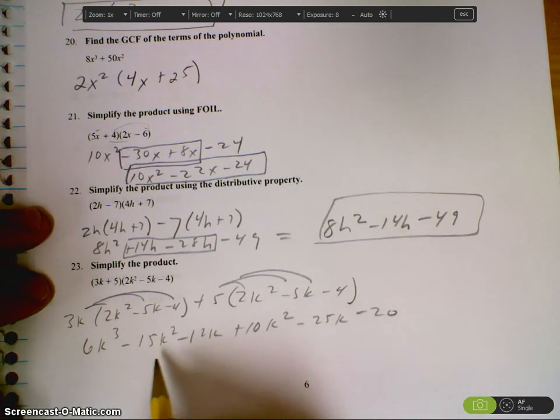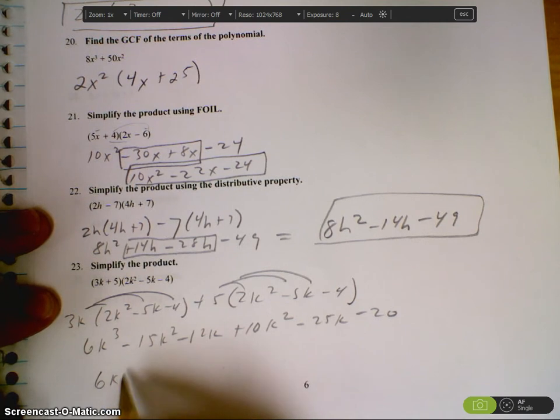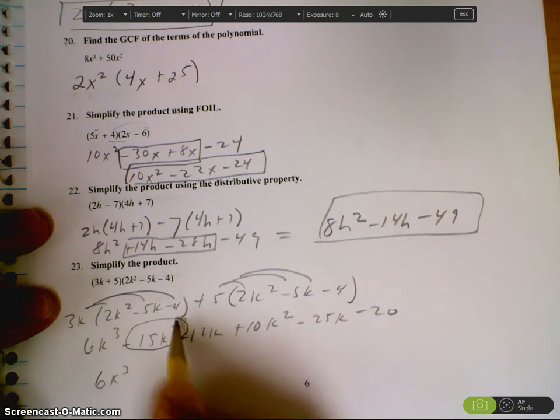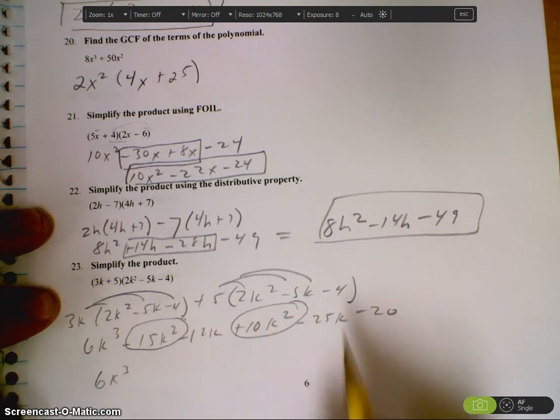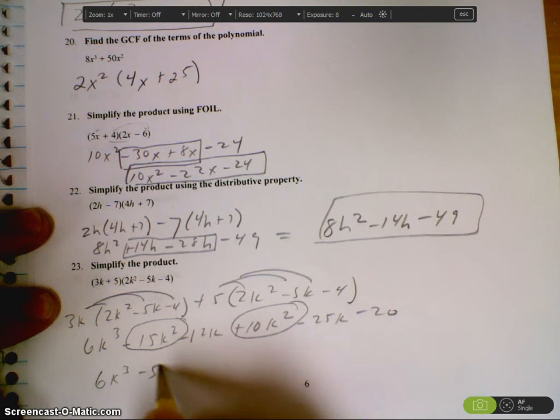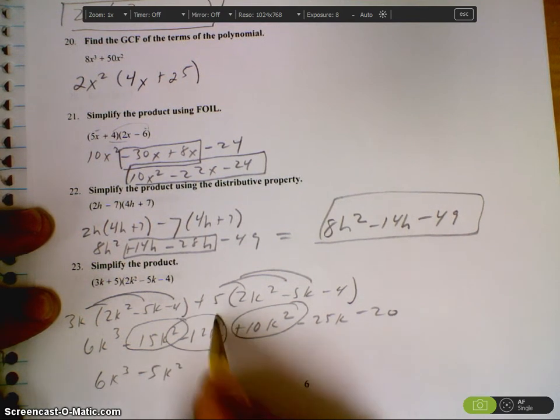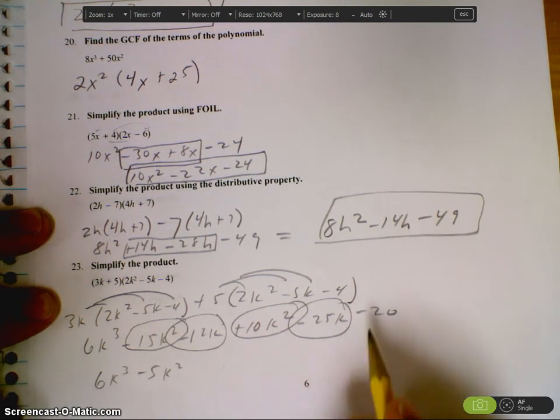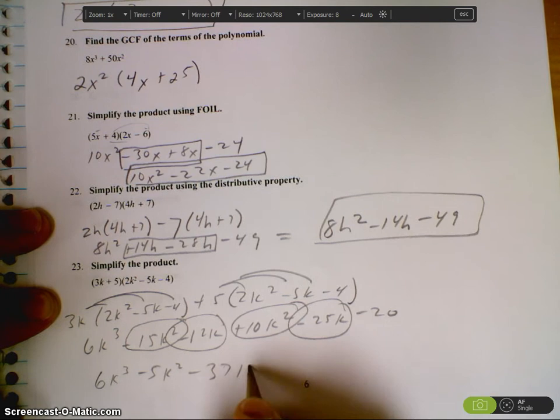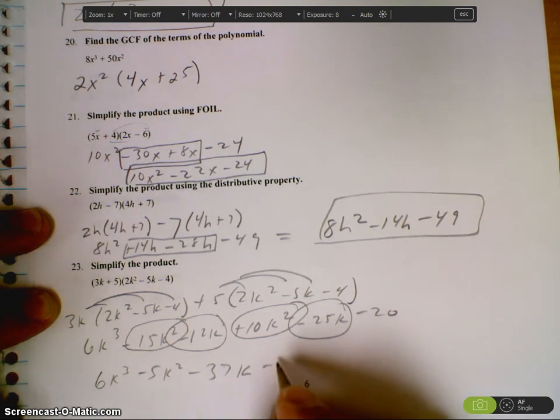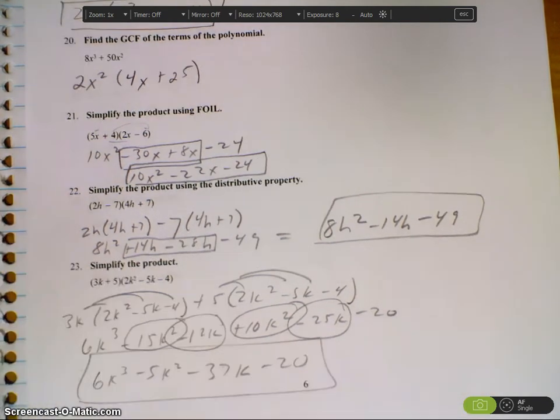Combine all your like terms. I don't have another cube term, so I'm going to write that. I have a negative 15k squared and a positive 10k squared. That's negative 5k squared. I have a negative 12k and a negative 25k, which is negative 37k, and just a negative 20. And there's my answer.